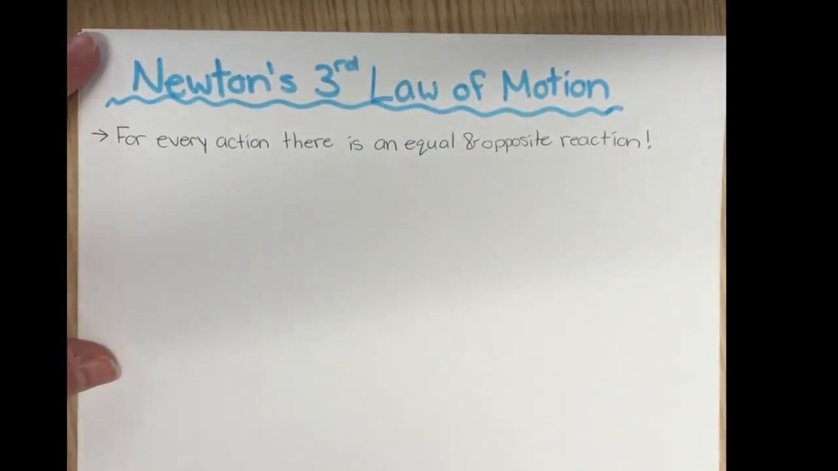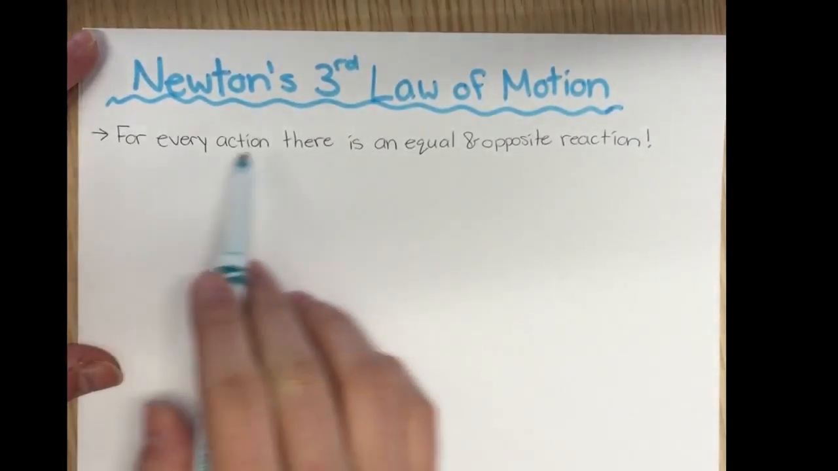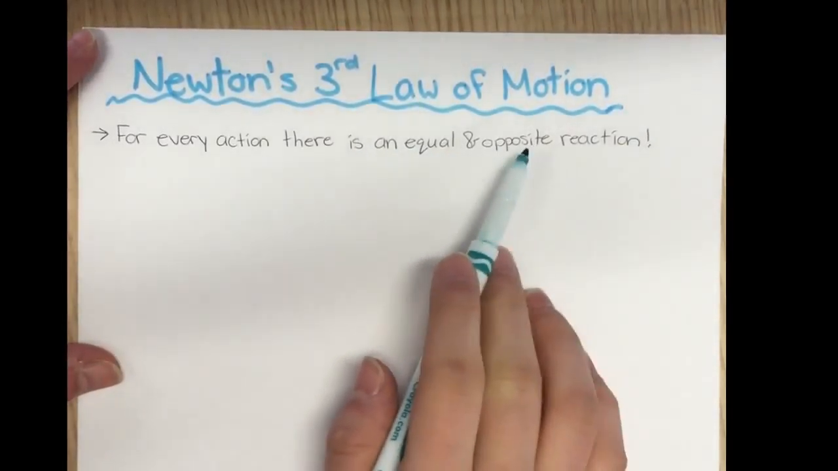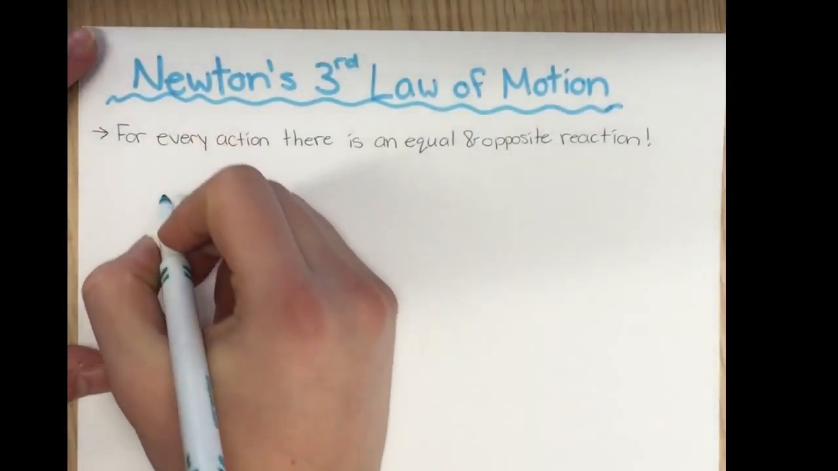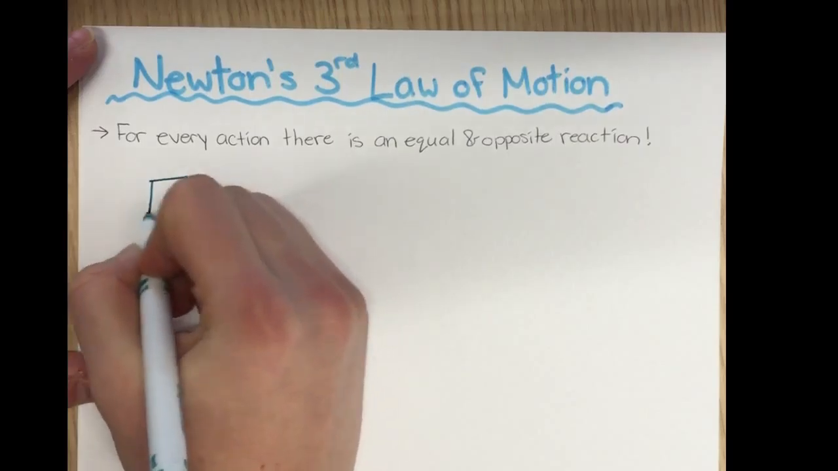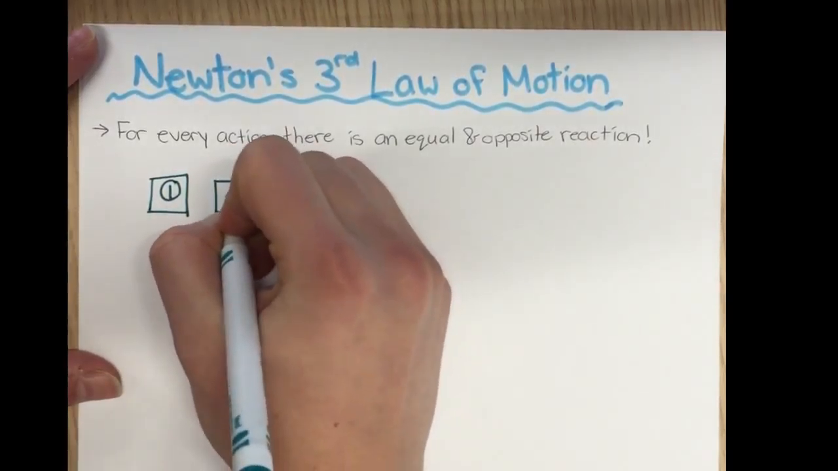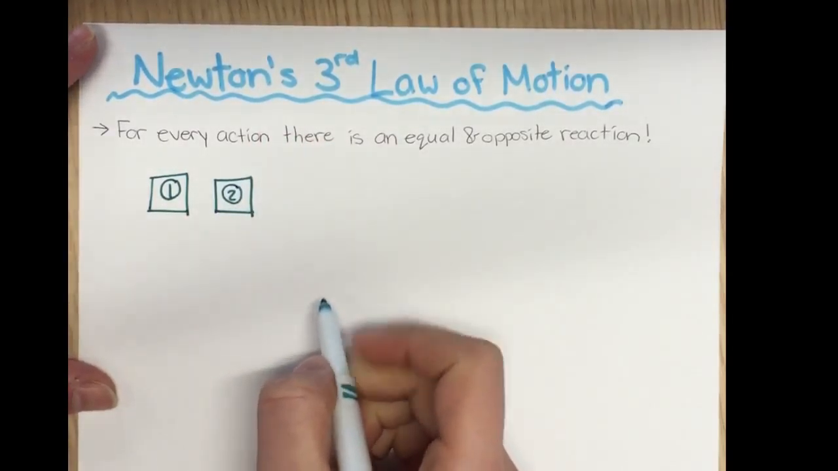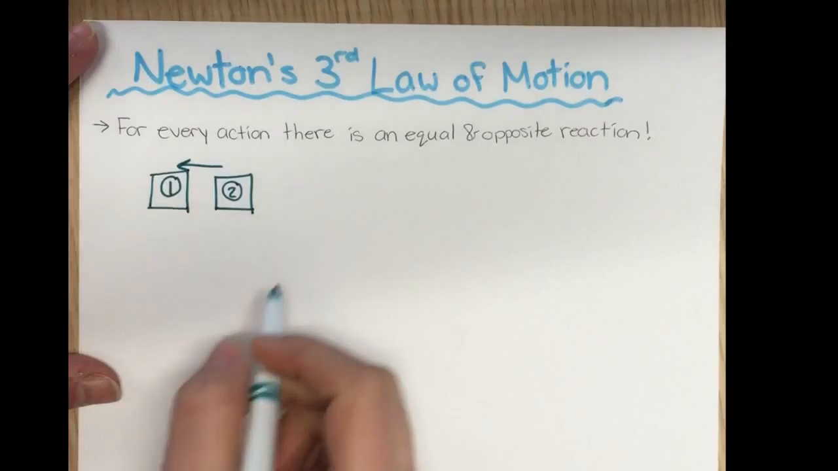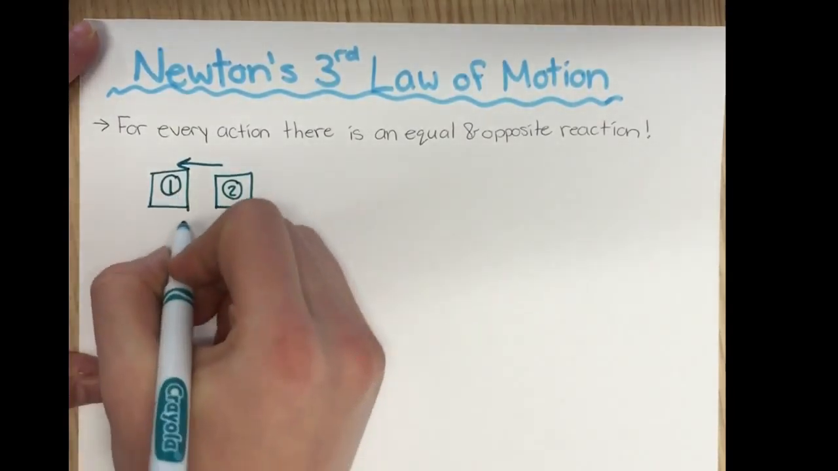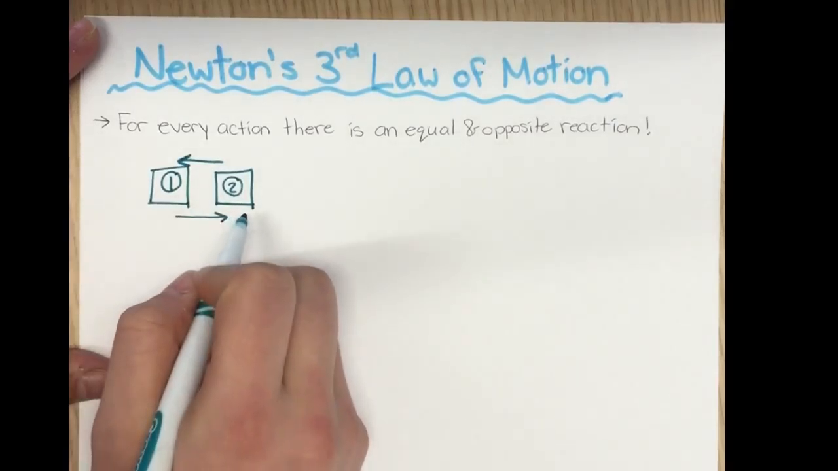I'm going to talk to you about Newton's third law of motion. The definition of this law is that for every action, there is an equal and opposite reaction. So let's say I have two objects. We'll call this object 1, and we'll call this object 2. If object 2 exerts a force onto object 1, object 1 is going to exert the same force but in the opposite direction onto object 2.